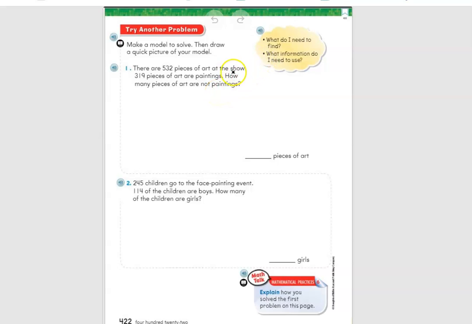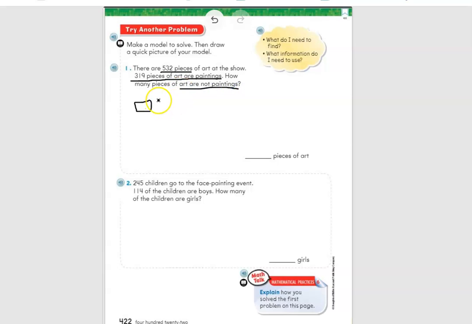What information do I need? I need to know the total. So let's draw a model, 532. And you can underline if you want, so you focus. We know that there were 532. We know 319 are paintings. And the ultimate question is how many are not paintings.